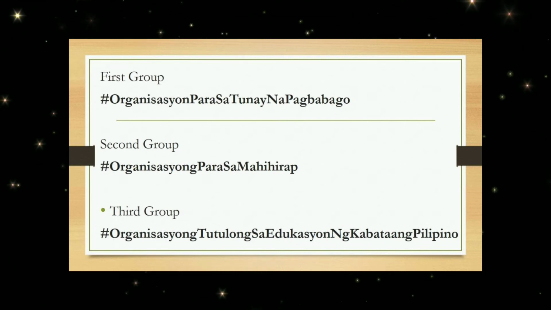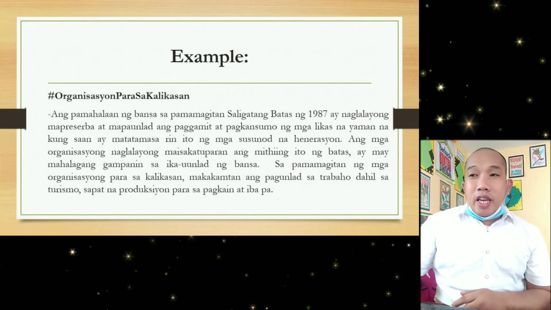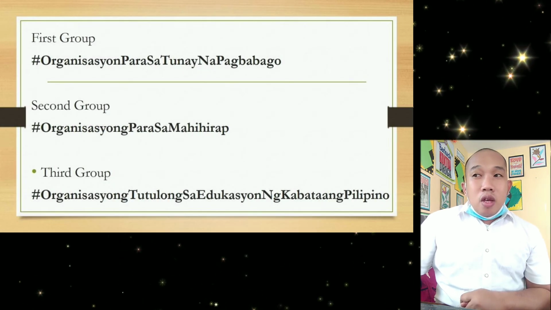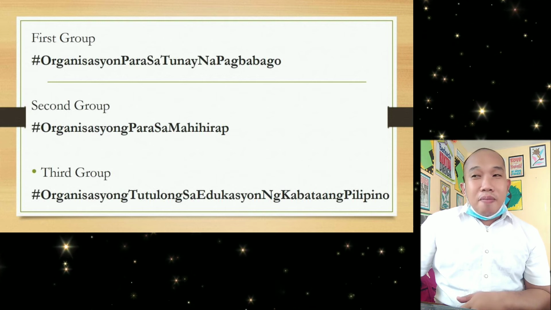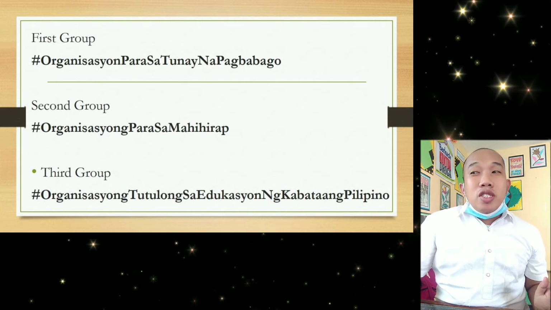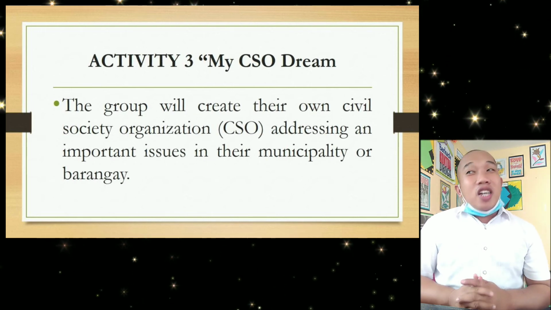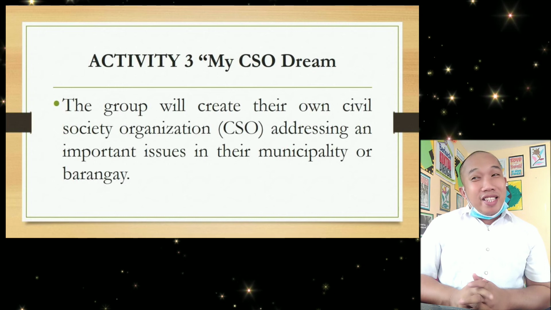The class is divided into 3 groups. Let's have the activity entitled #game. I'm going to provide you a hashtag which will describe how civil society organizations contribute to Philippine society. I have here the hashtags: the first group, organisasyon para sa tunay na pagbabago. Second group, organisasyon para sa mahihirap, and organisasyon tutulong sa edukasyon ng kabataang Pilipino. Afterwards, you're going to make your CSO dream, where you're going to create your CSO addressing the important issues in your municipality and locality.